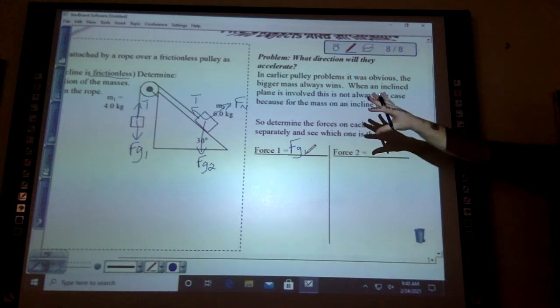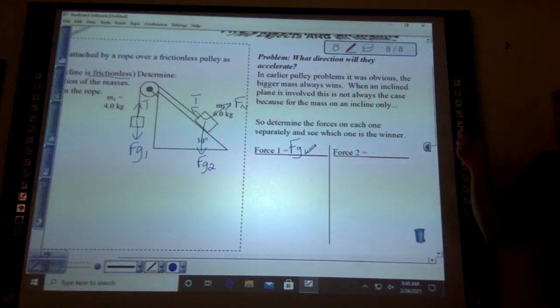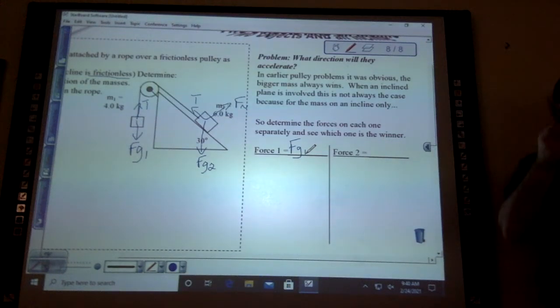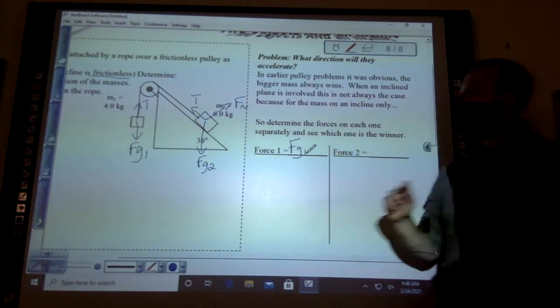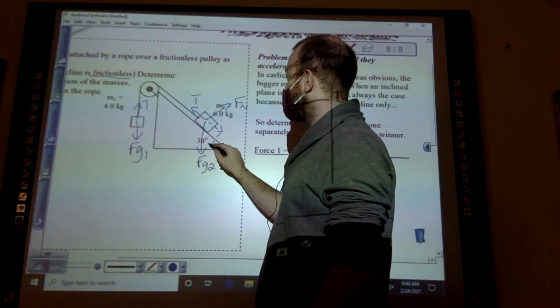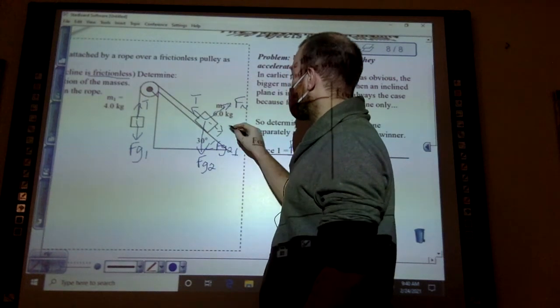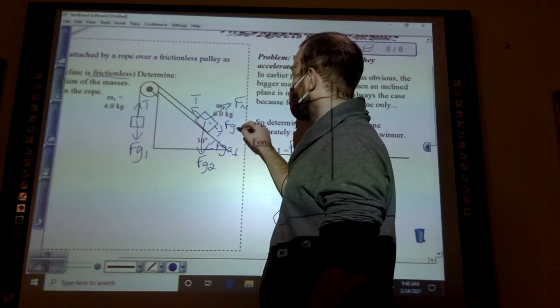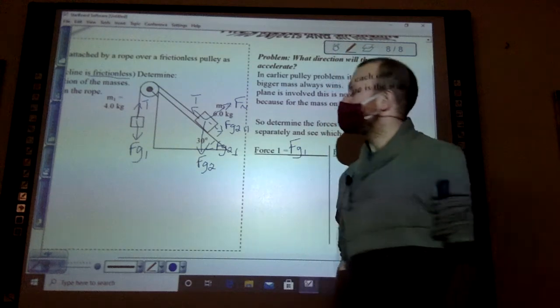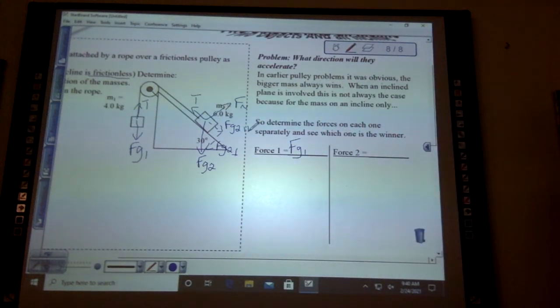What would cause this system to move the other way, clockwise? Not all of FG2. Yeah, the parallel component. So if I'm breaking this up, we've got FG2 perpendicular here, FG2 parallel. I know it looks like force of gravity 211, but it's FG2 parallel.